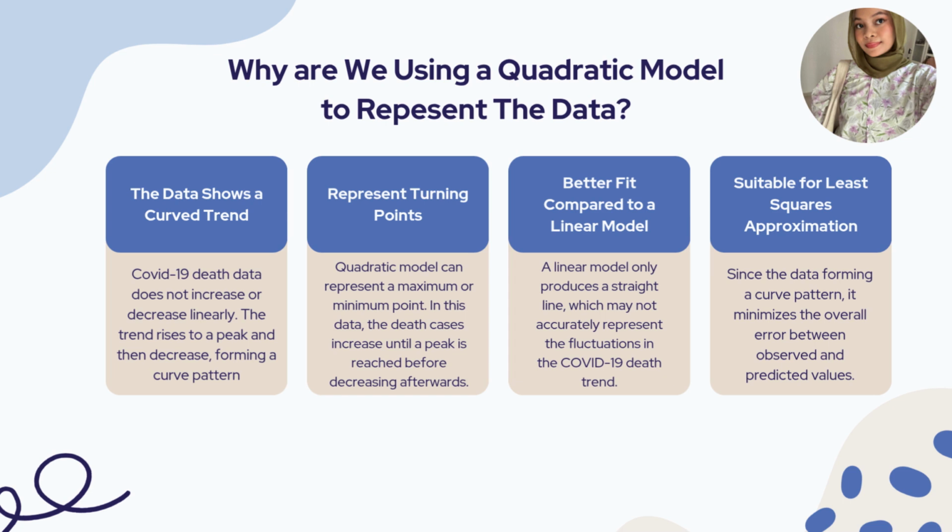Finally, this data is highly suitable for least squares approximation because the data naturally follows a curved path. Applying a quadratic model through the least squares method minimizes the overall error between our observed real-world data and our predicted mathematical values. This ultimately gives a much more accurate and reliable model for our study.